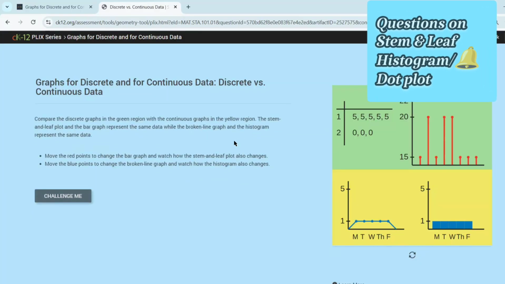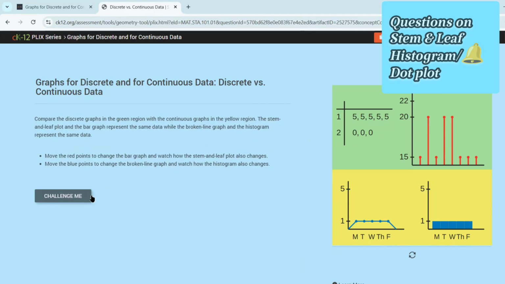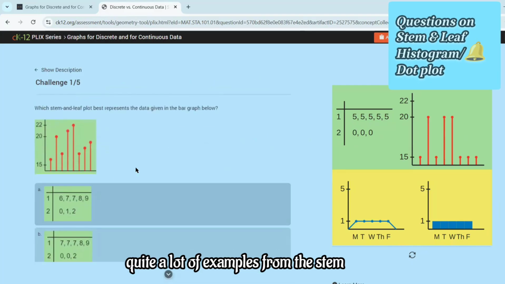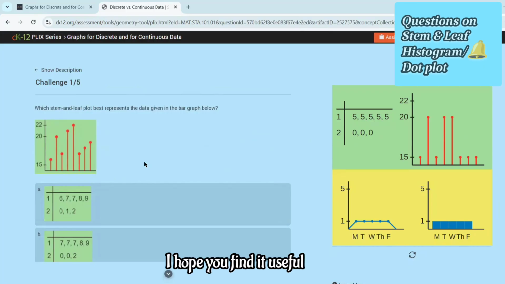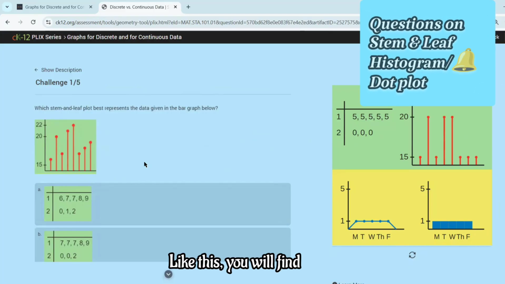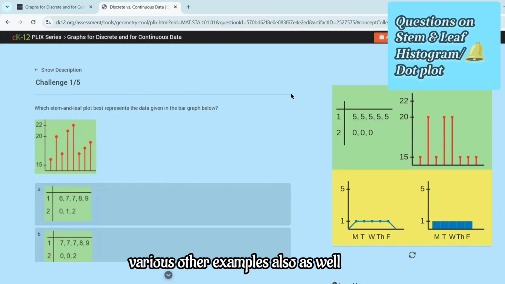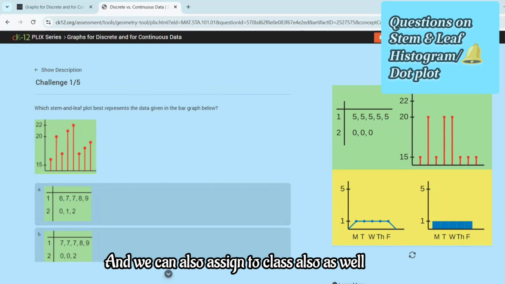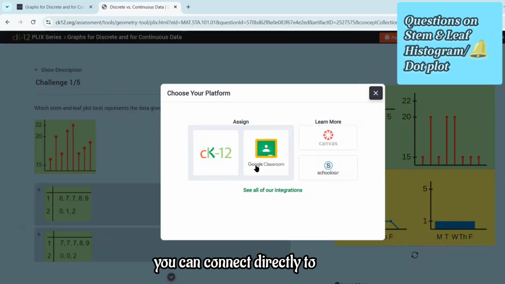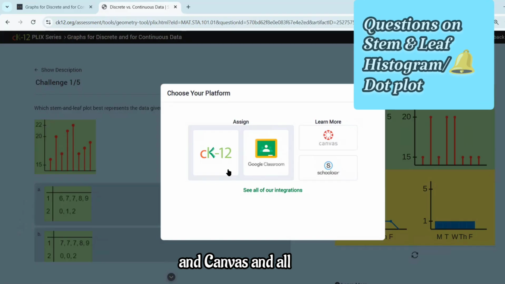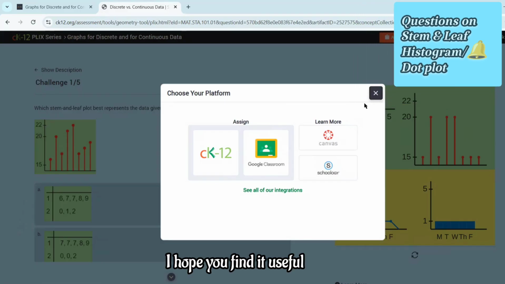Okay. So this is how it has been given. We have taken quite a lot of examples from the stem and leaf and histogram and all that. I hope you find it useful. Like this, you will find various other examples as well. And we can also assign to class, right? So you can connect directly to Google Classroom and Canvas and all that. You can directly assign. I hope you find it useful.